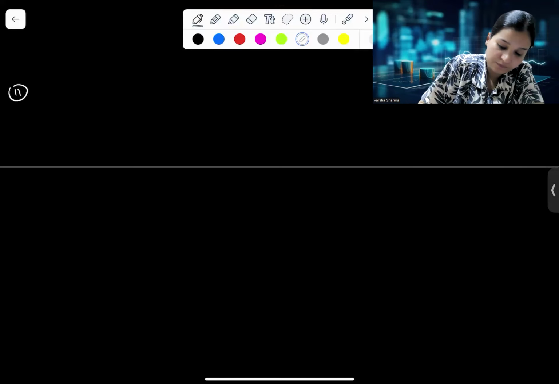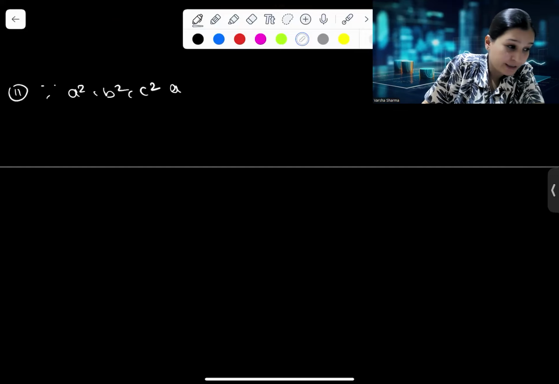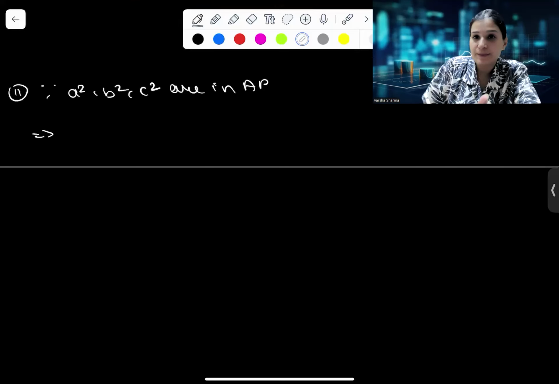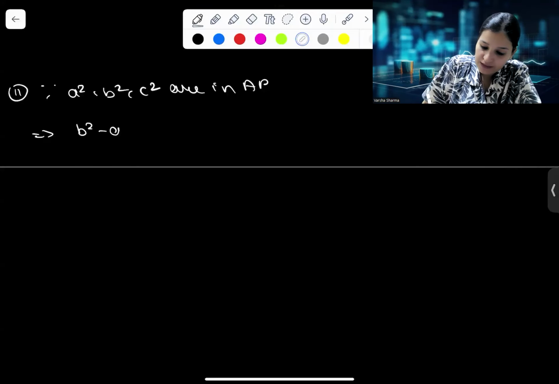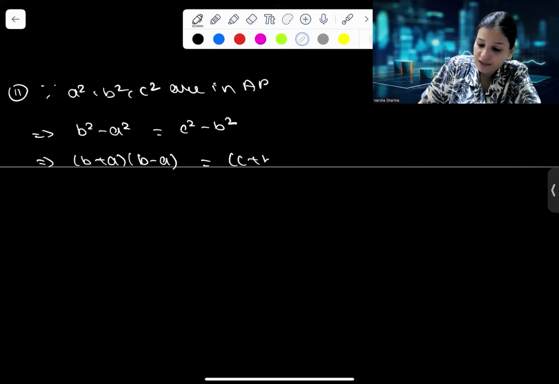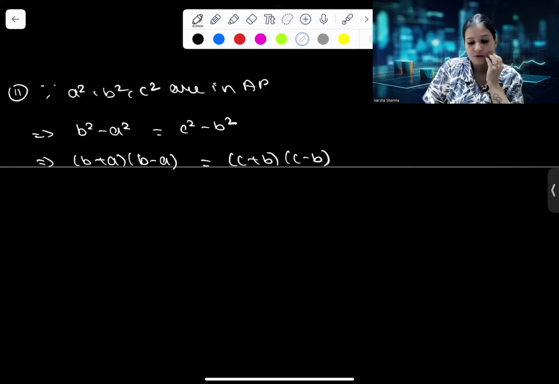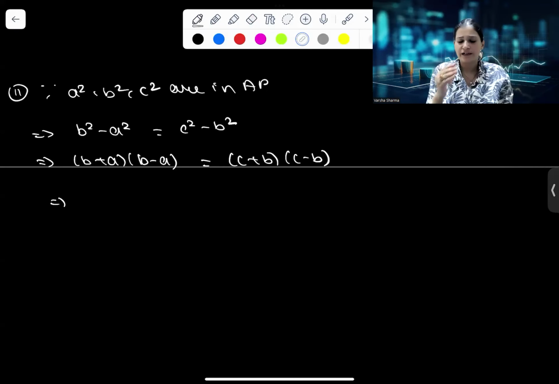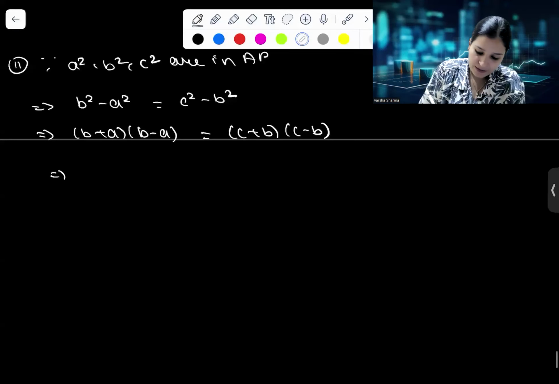Given a square, b square, c square are in AP. So from here, we are going to get their consecutive terms differencing. B square minus a square, same as c square minus b square. This can be written as (b plus a)(b minus a). This is (c plus b)(c minus b). Right? So from here, I can write b plus, let's leave a line because I'm not sure what I should write from here. Okay? Leaving a space.